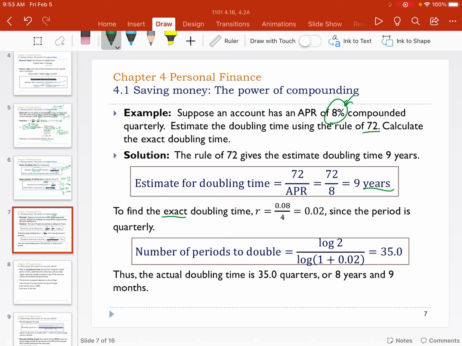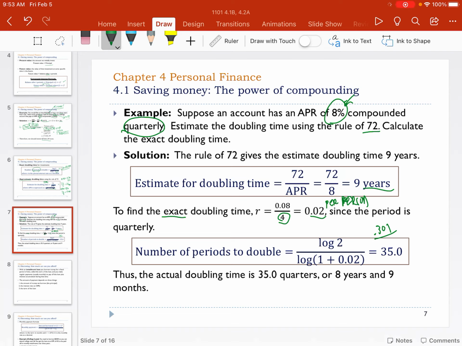The exact doubling time, which is what you might really need, involves the logarithm calculation, and this time especially when it's quarterly, we do have to pay attention to it. If n is equal to 4, we divide by 4 and get 2% per period. Per period. That looks almost the same. And the period is quarterly. So then what we have to do is change our r. Can't use 0.08, you have to use 0.02. And then we get log of 2, which is about 0.301, divided by log of 1.02.